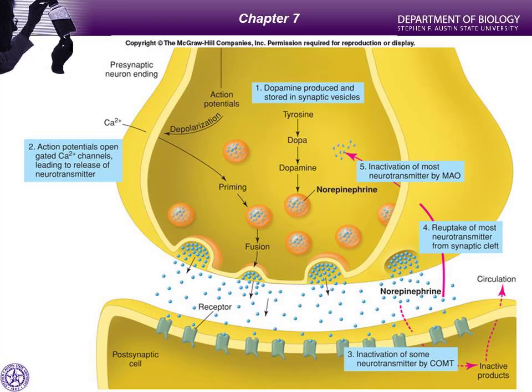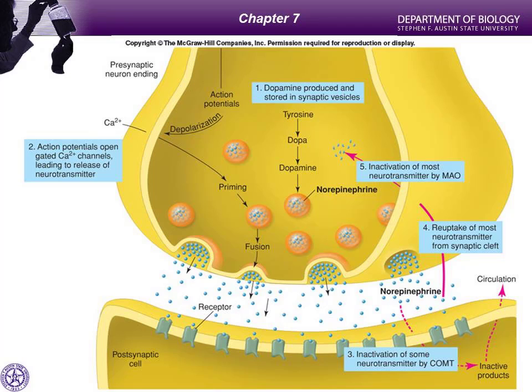Now, here we have an example of a synapse. And in this case, we're going to see that we have tyrosine, that's our monoamine, that we're going to modify. And in this case, it goes to DOPA, or the synthetic version is L-Dopa, which is converted to dopamine. But we can also convert that into norepinephrine. This is the synthetic pathway.